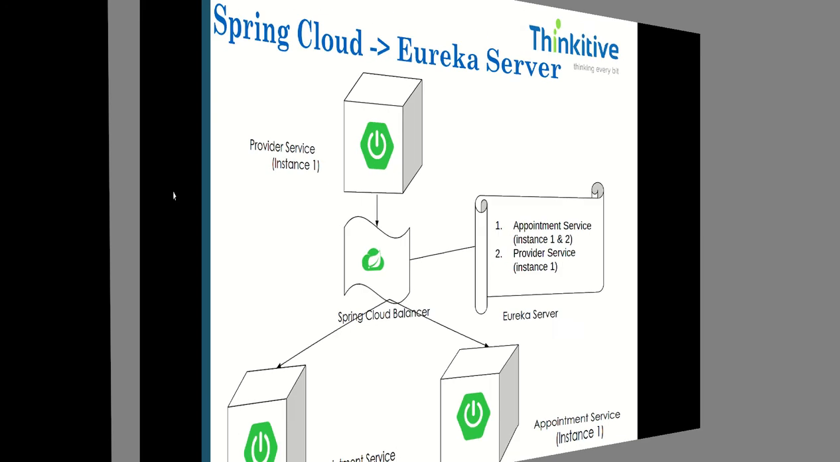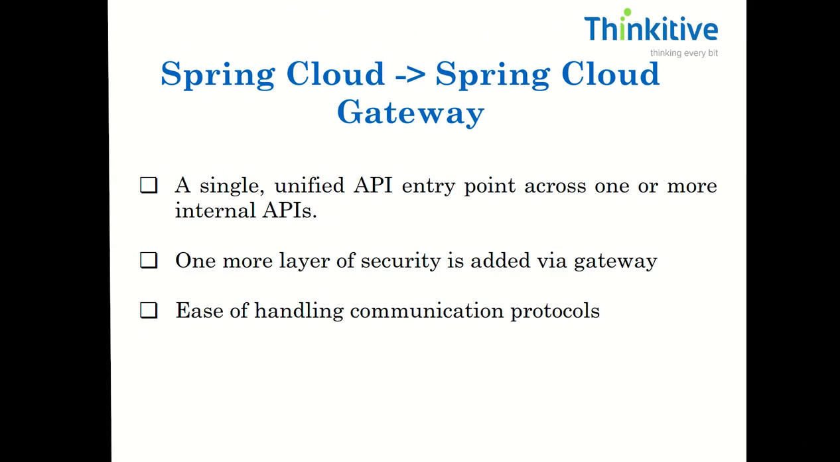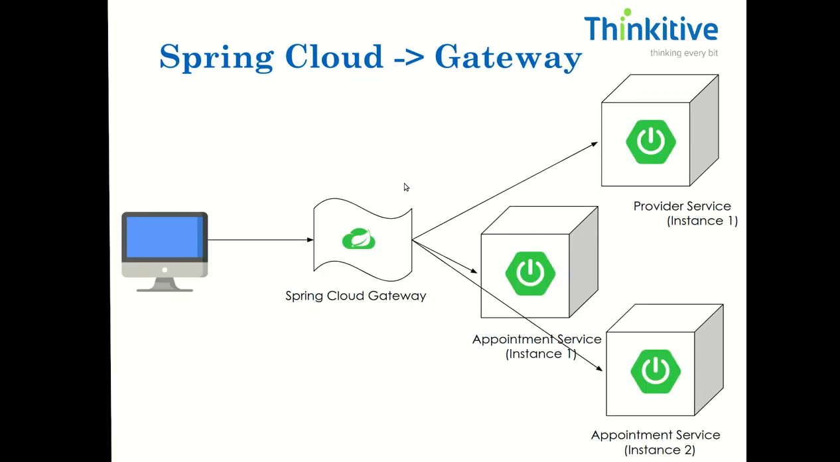So now let's understand what is Cloud Gateway. In the latest versions of Spring Boot, Spring comes with its own API gateway, that is Spring Cloud Gateway. In earlier versions of Spring Boot, we used the Netflix API gateway. But what is an API gateway? It is nothing but a single and unified entry point across one or more internal APIs. And what do you mean by that? Let's understand it with the help of the following image.